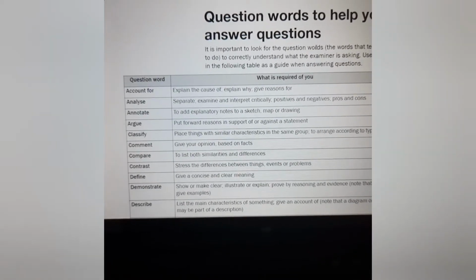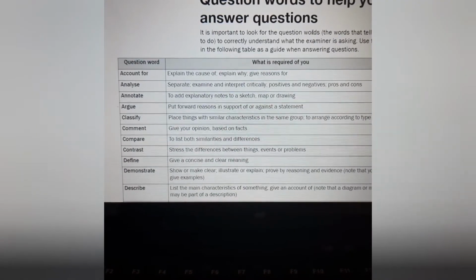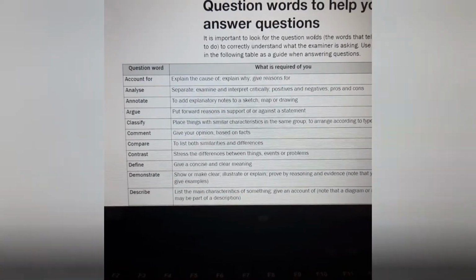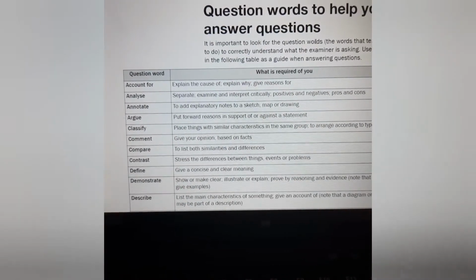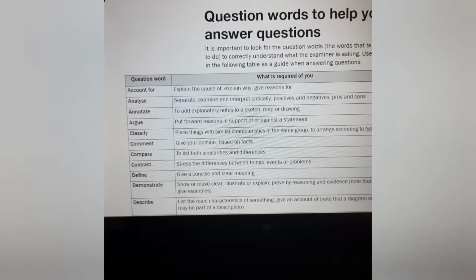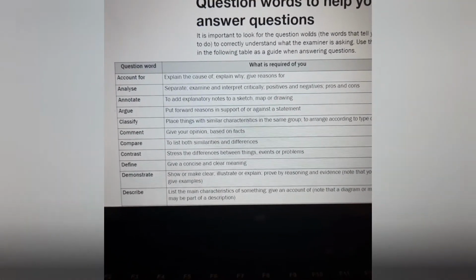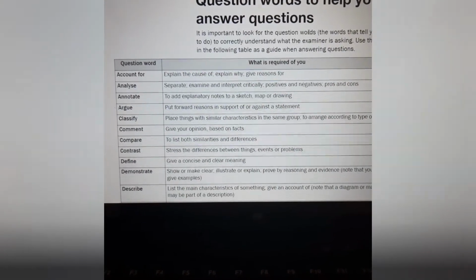There's compare, to list both similarities and differences. I would advise you guys to draw a table of similarities and differences. That's how you compare. For example, if they ask you to compare the kinds of clouds, you put cloud type 1 and then you put cloud type 2. You put all the similarities of the clouds, and then you can also draw another table. You put all the differences of the clouds. That's you comparing them.